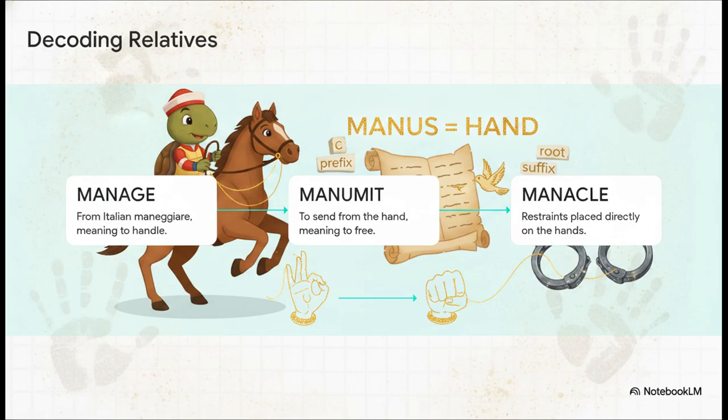It's a pretty fascinating leap from controlling a horse's reins to managing a modern corporate team, though depending on the team, it might feel exactly the same. Then we have manumit. This breaks down to sending something from the hand, which historically meant to legally release or free a slave. And finally, a manacle, those heavy iron restraints designed specifically to bind the hands.